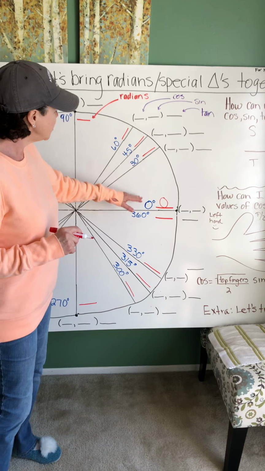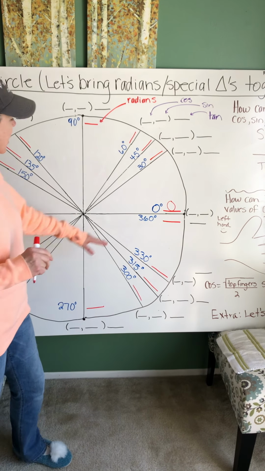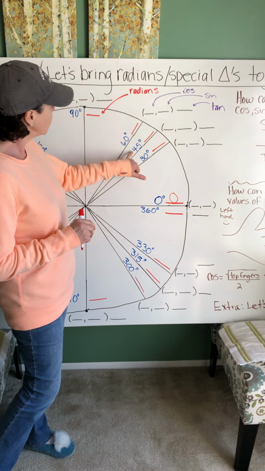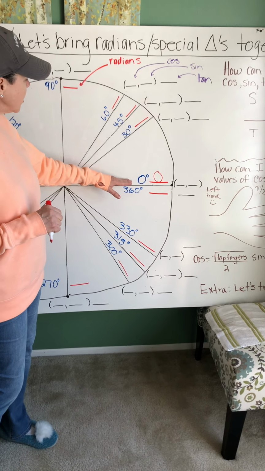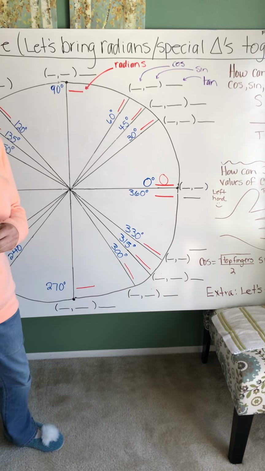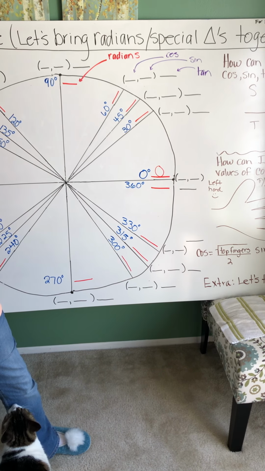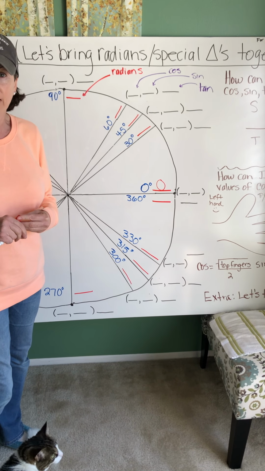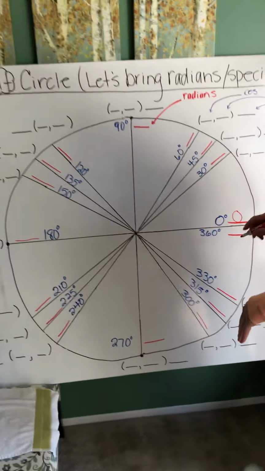My method for filling in the radians on the unit circle is I start counting 30 degrees. We're going to do the 45s next. So every 30 degrees, we're going to fill in the radian measure, and we're going to do that just by counting. If you remember from our radian video, 30 degrees is pi over 6 radians. So let's count. We might have to simplify some fractions a little bit.